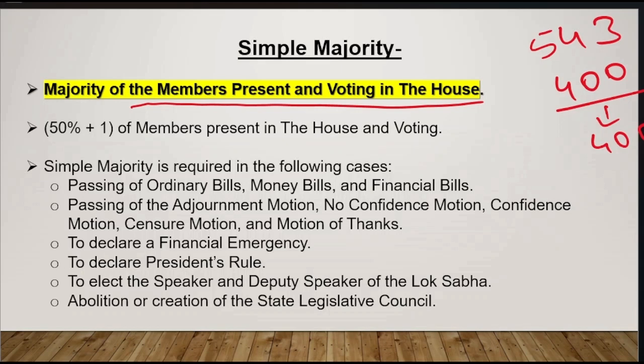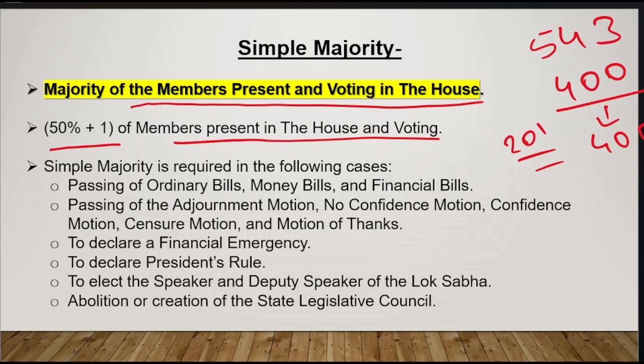Now simple majority is 50% plus 1 of members present in the house and voting. So what is 50% of 400? Now 50% of 400 is 200. So 200 plus 1, 201. So if 201 members are voting for the bill, then the bill will be passed. If 201 members are voting against the bill, then the bill will not be passed. So this is what simple majority is.